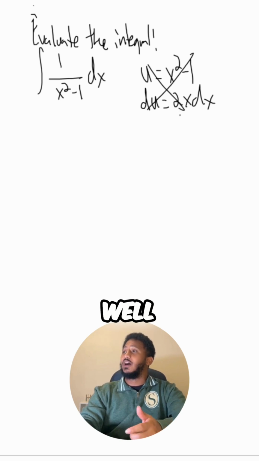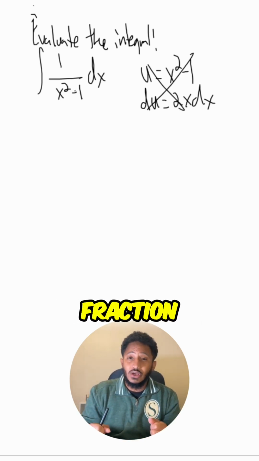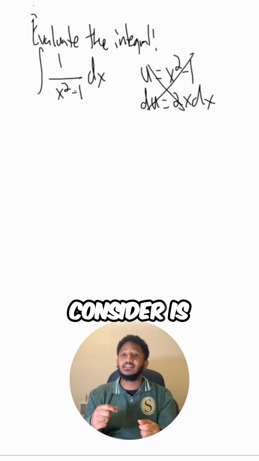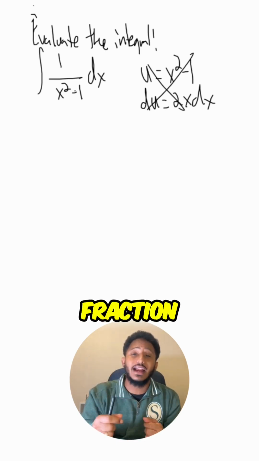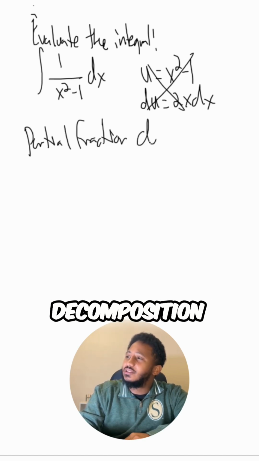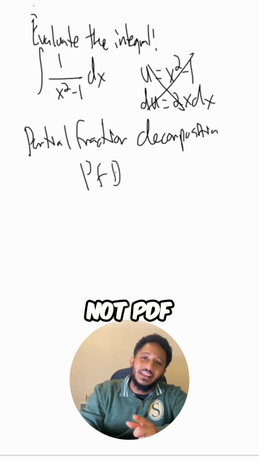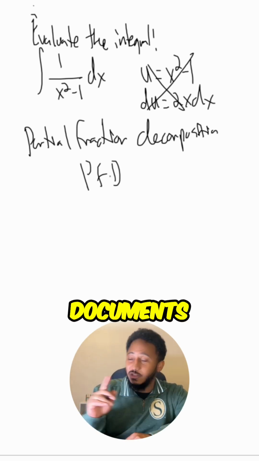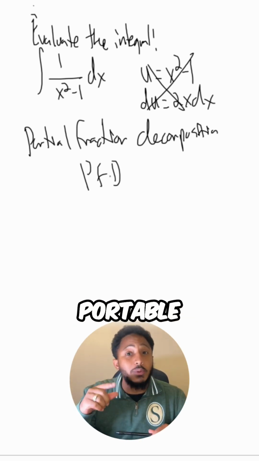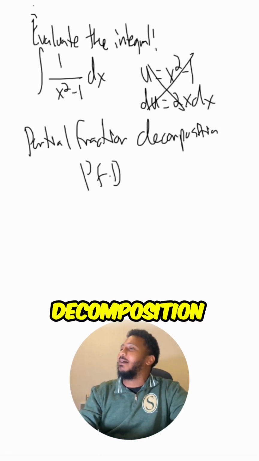So our next step would be, well, okay, if we have an x squared minus 1, this is a fraction. So one thing to consider is partial fraction decomposition. For short, I call it PFD, okay. Not PDF, that's portable document format, okay. But PFD, that works, right? So partial fraction decomposition, okay.